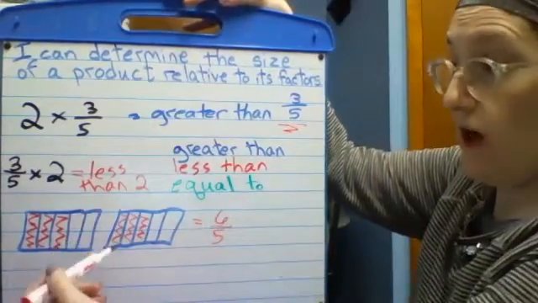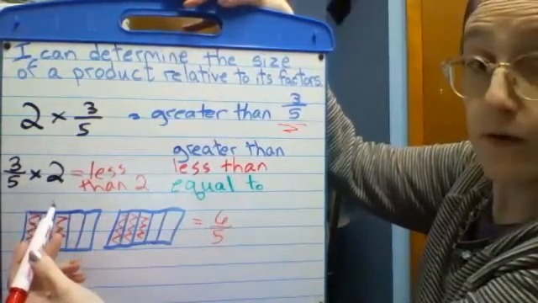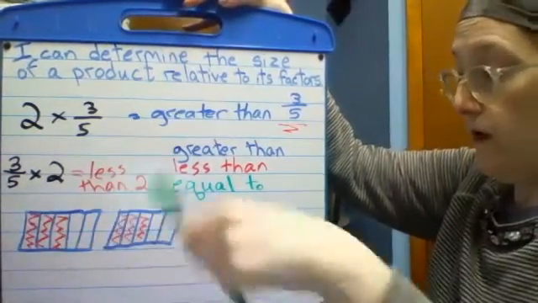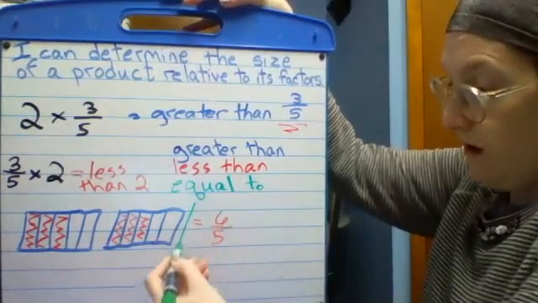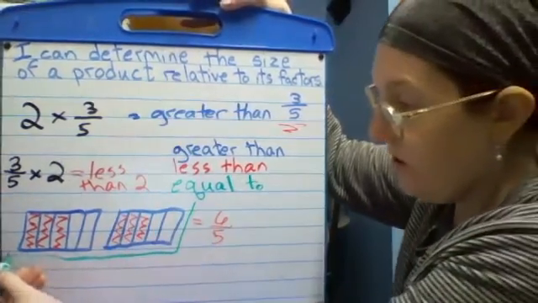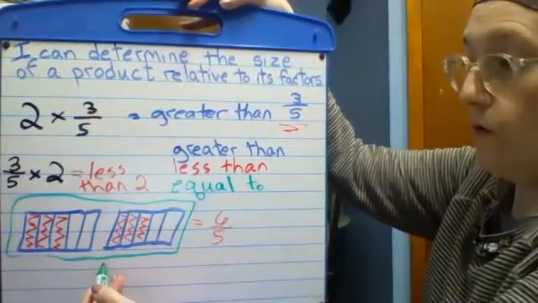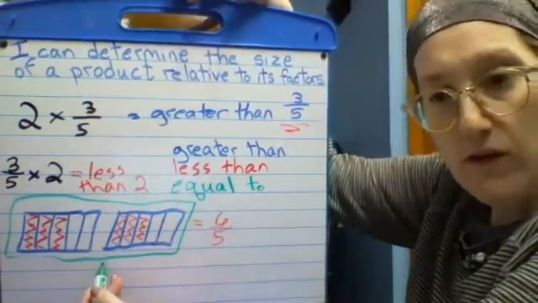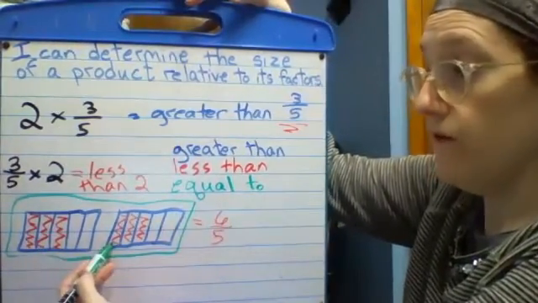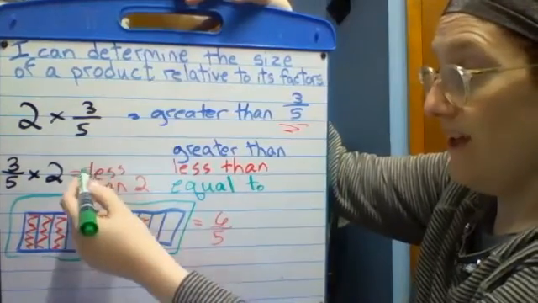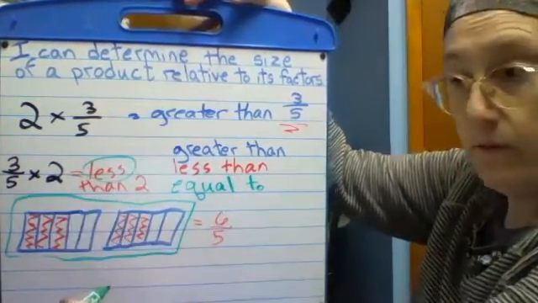And what do we think about it the other way? 3/5 of 2. What would 2 wholes be? 2 wholes would be the entire 2 rectangles, right? That would be 2 wholes. But I'm not taking 2 wholes. I'm only taking 3/5 of the 2 wholes. So that's definitely less than 2. Let's try it again.